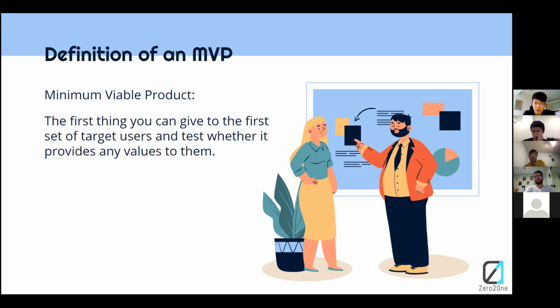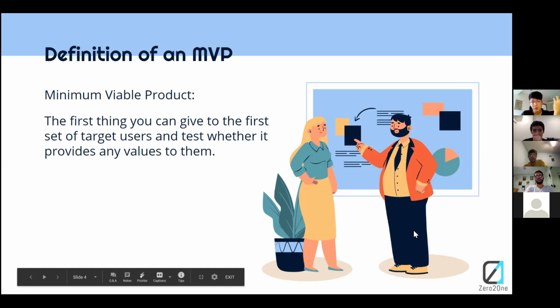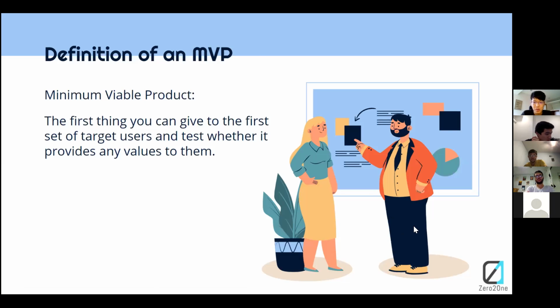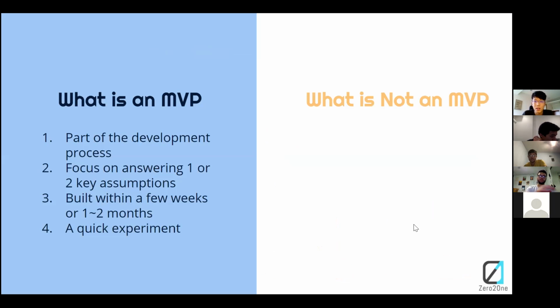And it's really simple. It basically means it's the simplest thing, the first thing that you can give to your target customer, your target users, and check whether your solution is actually bringing any value to them, whether your solution is actually solving the problem or not, right? The simplest thing that you can build for your target customer. And so this is kind of confusing, right? Maybe we can figure out what is an MVP and what is not an MVP.